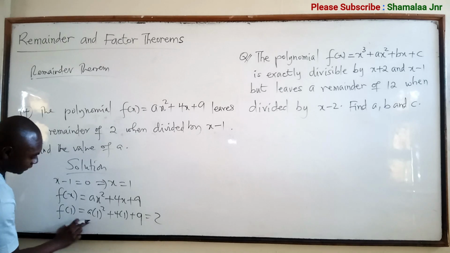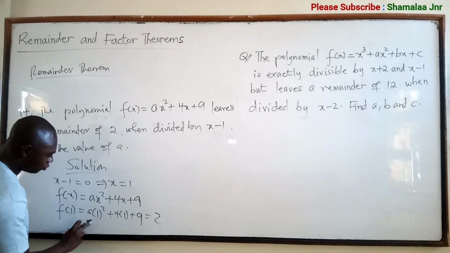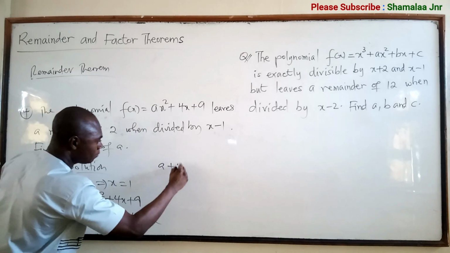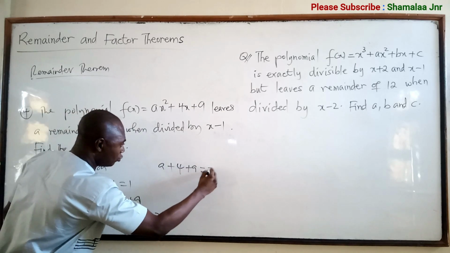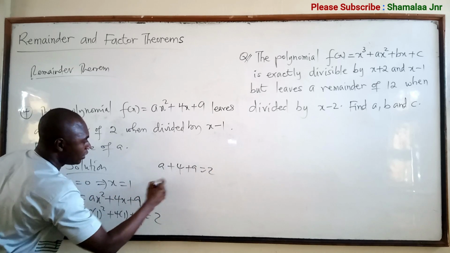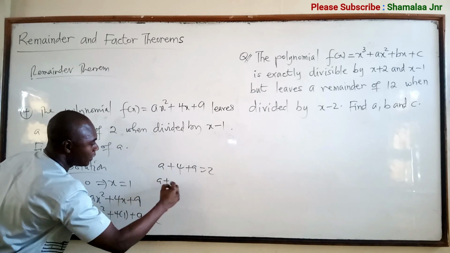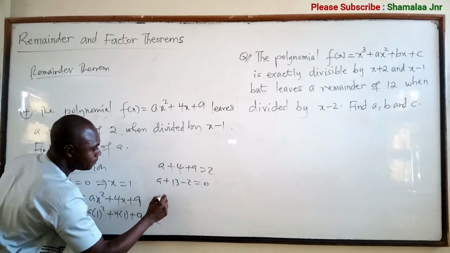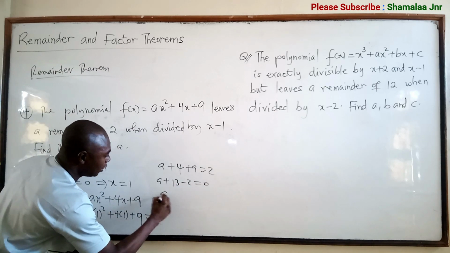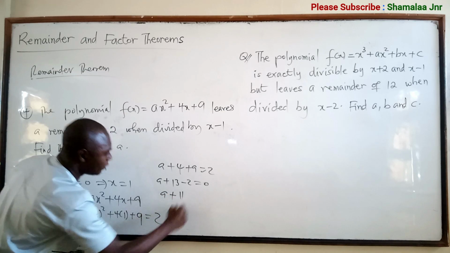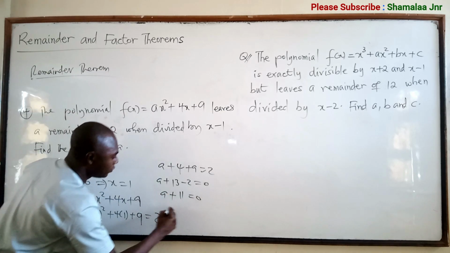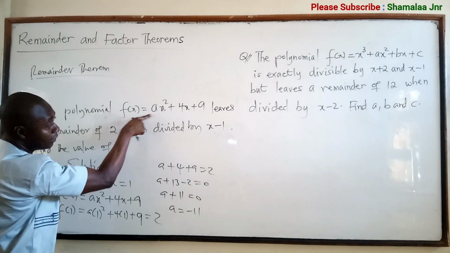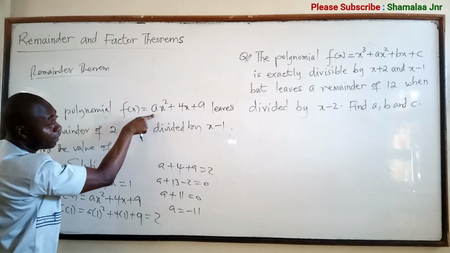Now this implies that 1 raised to the power 2 will be 1. So this one will be a plus 4 plus 9 is equal to 2. So let's do this one here. a plus 13 minus 2 is equal to 0. So a plus 11 is equal to 0. So a is equal to -11. Therefore, the value of a here will be -11.